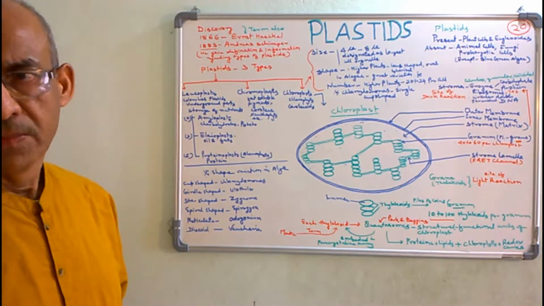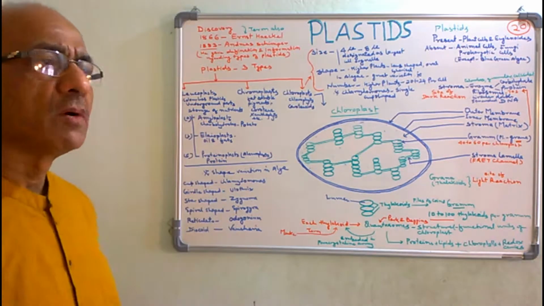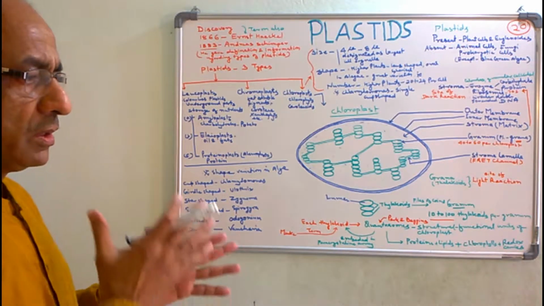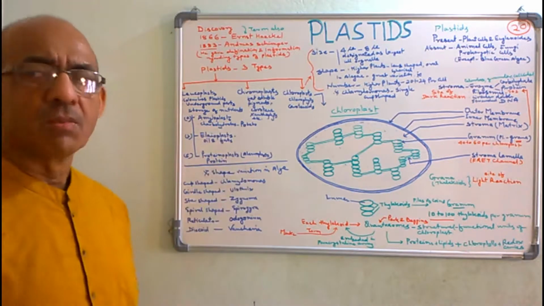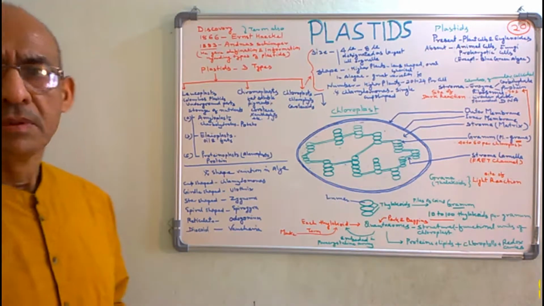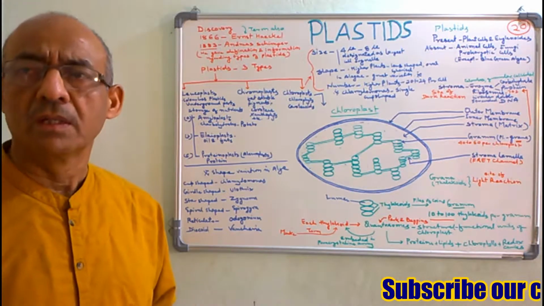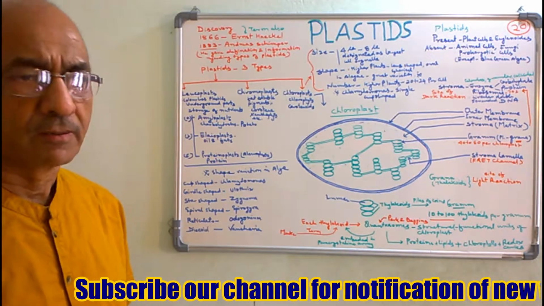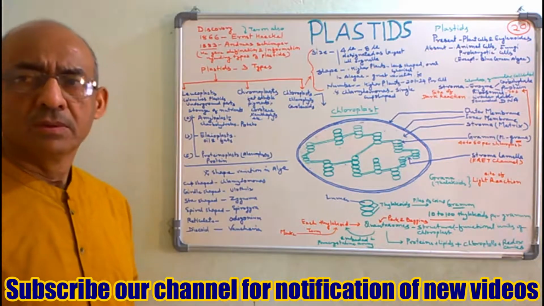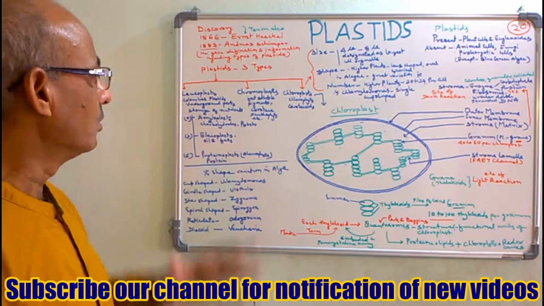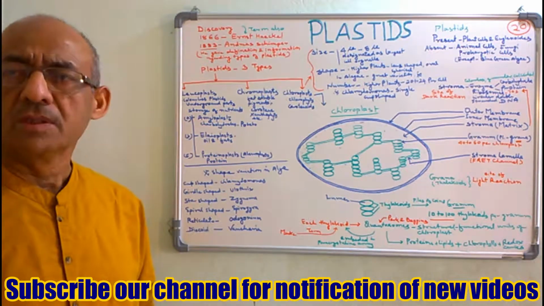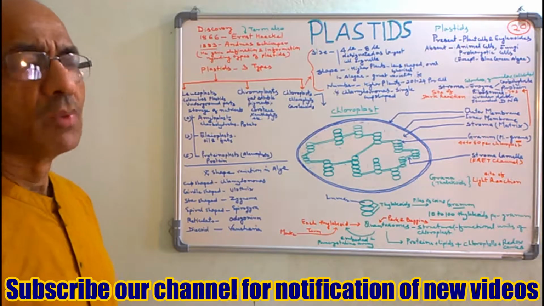First type of leucoplast is Amyloplast. Amyloplasts are those type of leucoplast which store carbohydrate in certain parts, mainly in underground parts of the plant. Their example is potato. In potatoes, amyloplasts store carbohydrates.